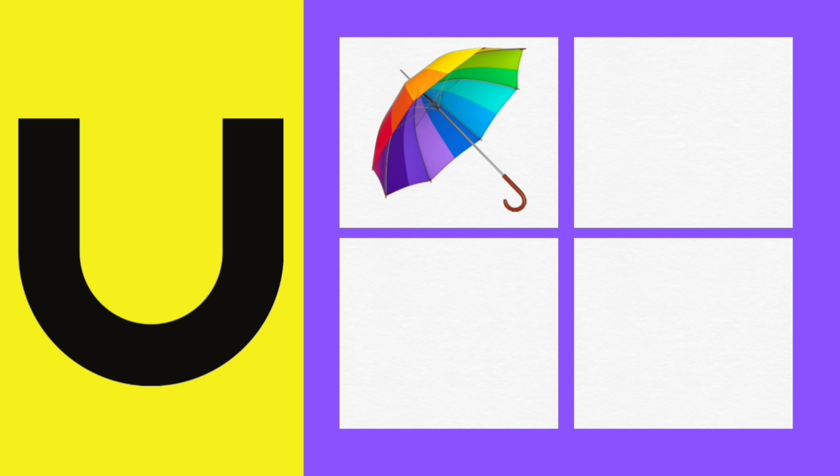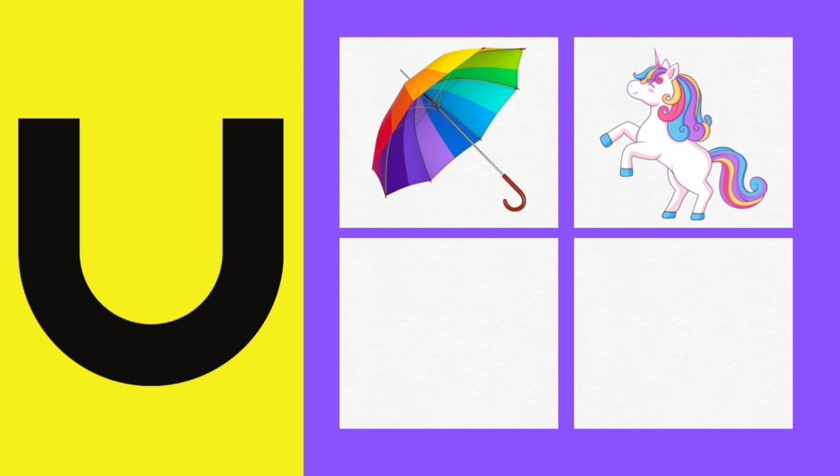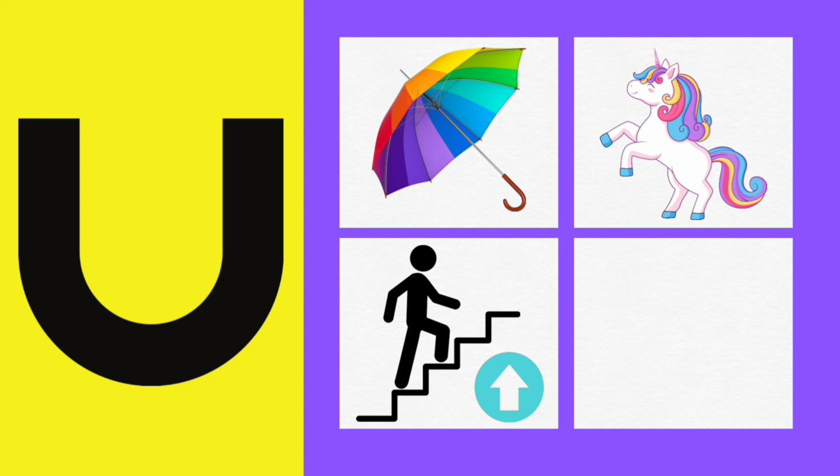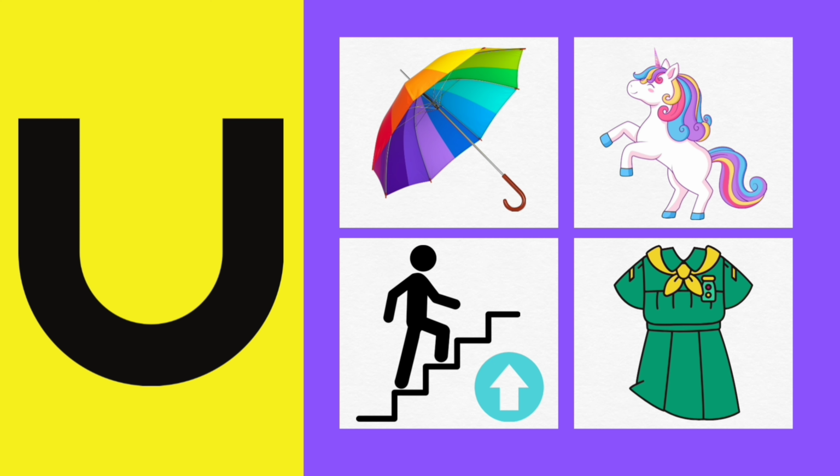U is for umbrella. U is for unicorn. U is for up. U is for uniform.